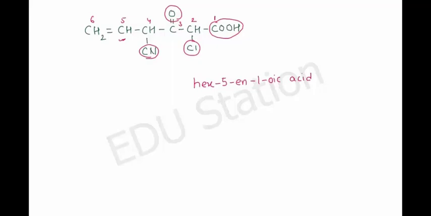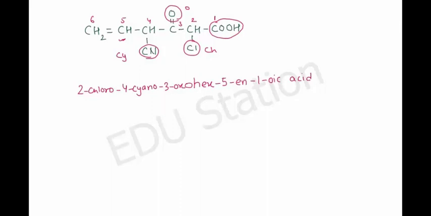Now you are left with chloro. CN when it is not preferred is cyano. Chloro starts with C, oxo with O, so chloro will come first, so it will be 2-chloro, 4-cyano, 3-oxo, hex-5-en-1-oic acid.